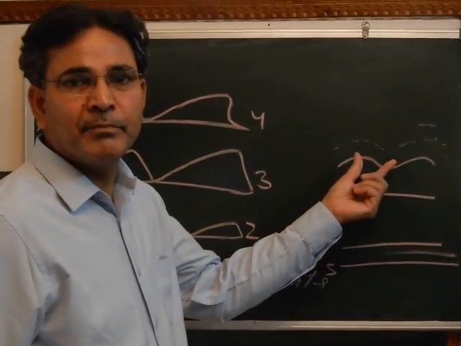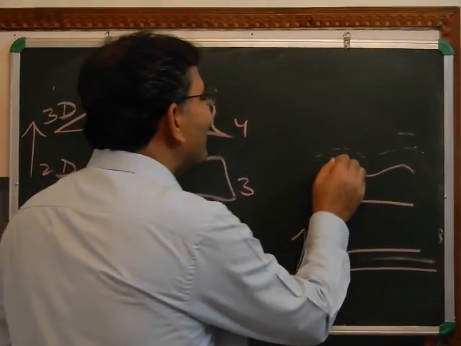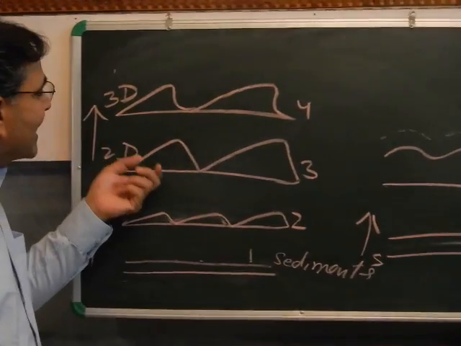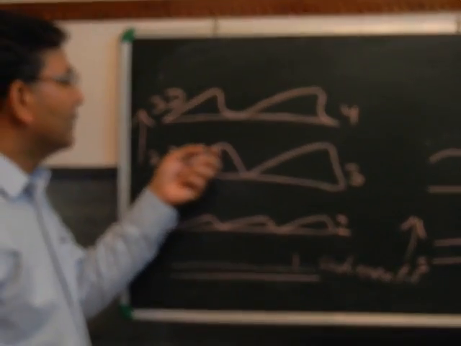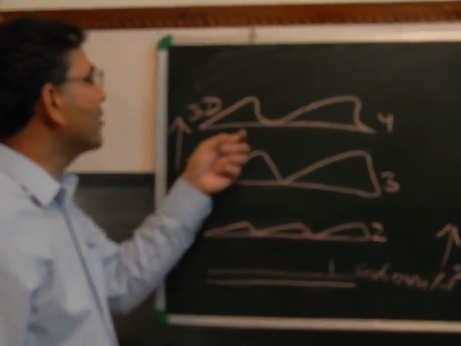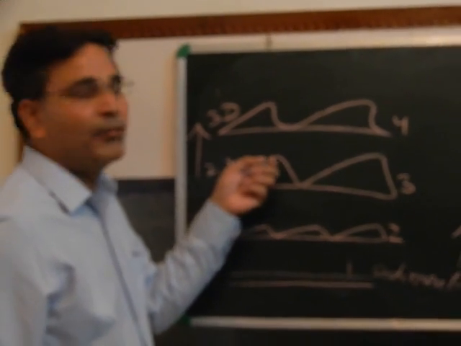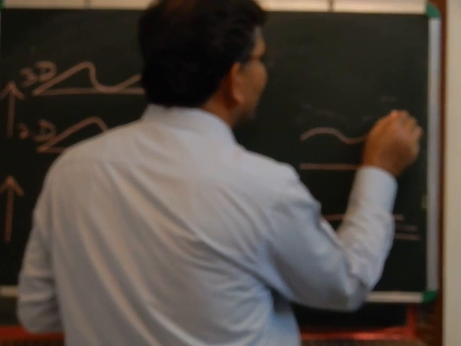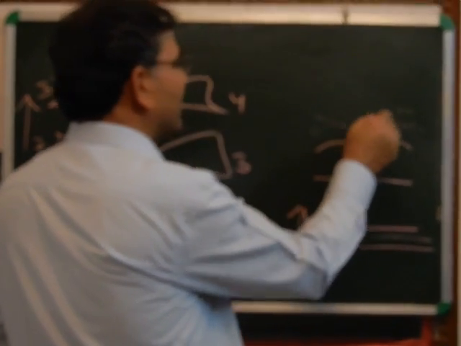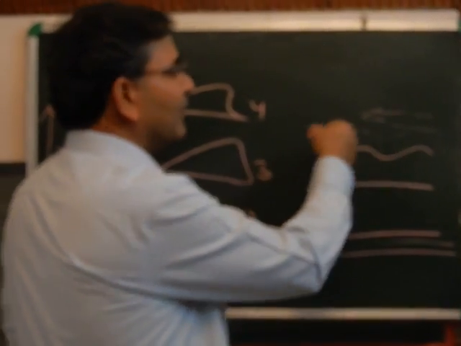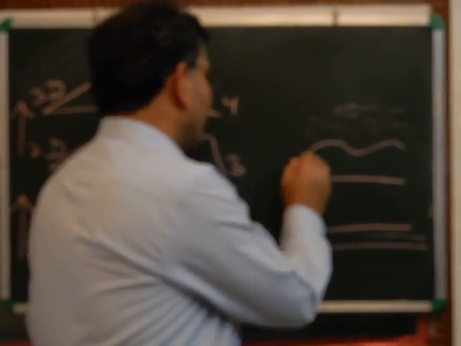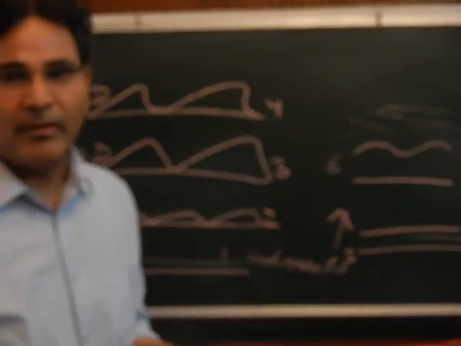anti-dunes are formed. They are in phase with the wave, whereas in the case of these sand dunes, they are out of phase with the wave. And in this, they are moving in upstream direction. The waves are moving in the upstream direction. So this is the sixth figure in which anti-dunes are formed.